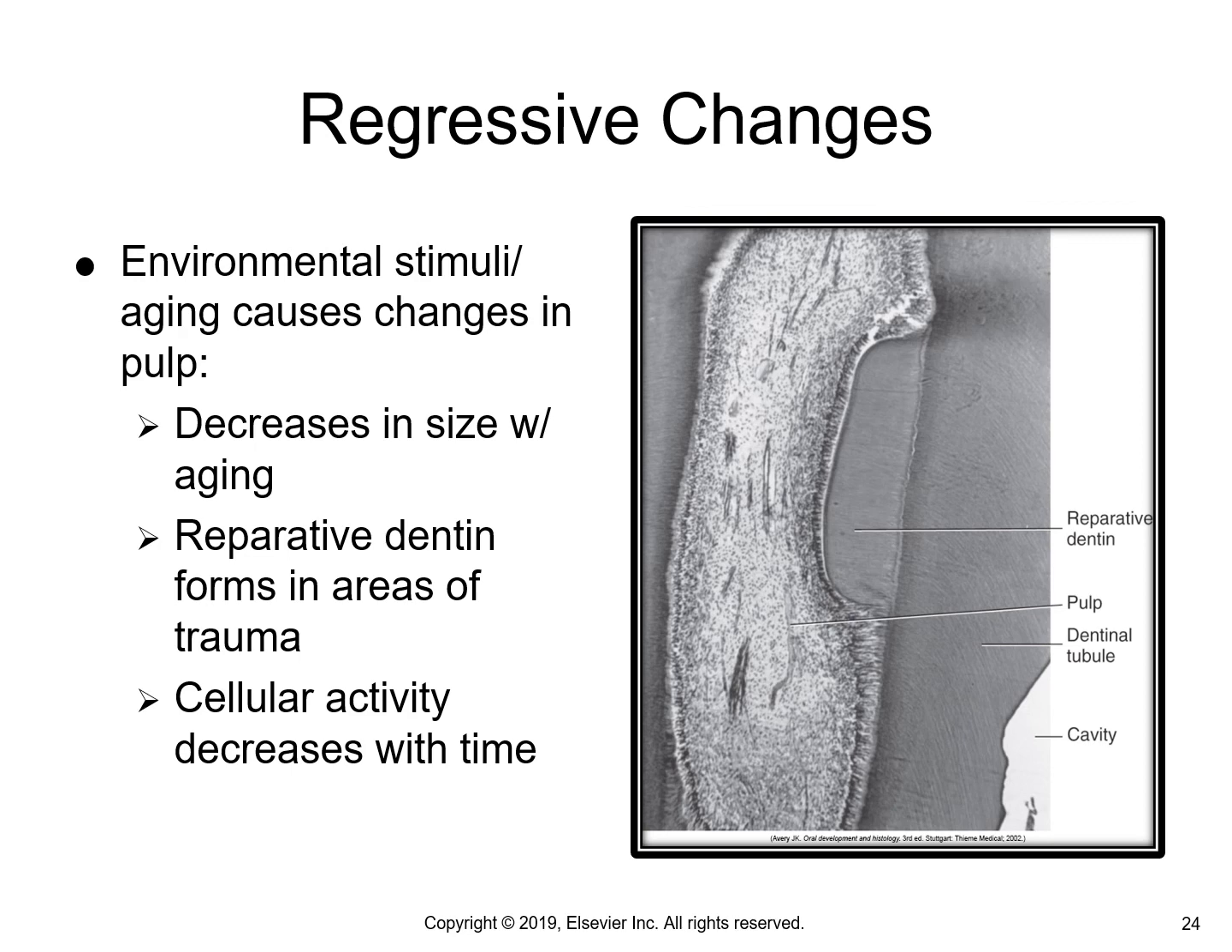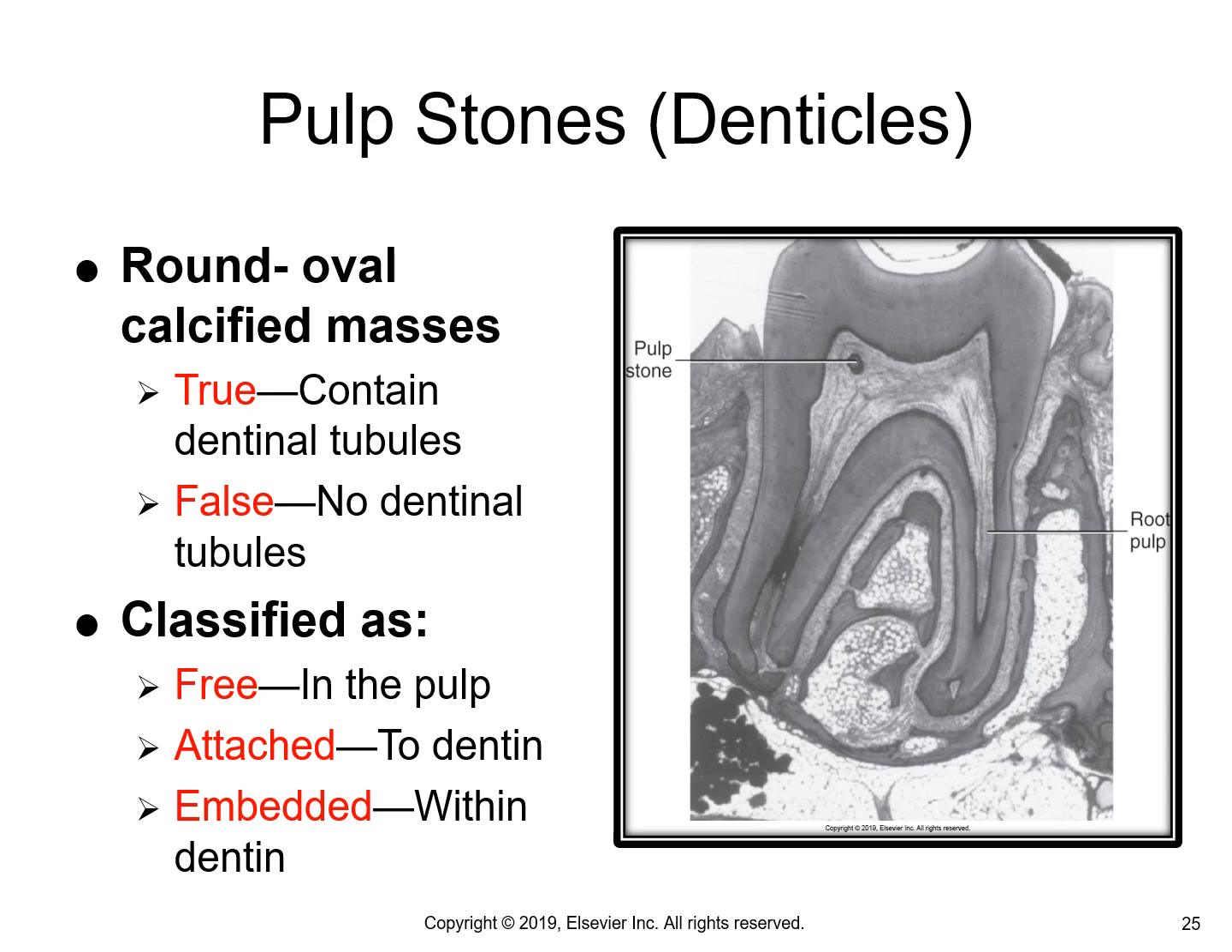Cellular activity will decrease with time, as we mentioned before. Pulp stones are also called denticles, and you can see that in this image, we're pointing to a little pulp stone that is free floating in the coronal pulp. We can also find them attached or in the root pulp. They are actually just round oval calcified masses. A true pulp stone contains dentinal tubules, and a false pulp stone does not. They can be classified as free, like this one is just floating. They can be attached to the dentin, or they can be embedded within dentin.